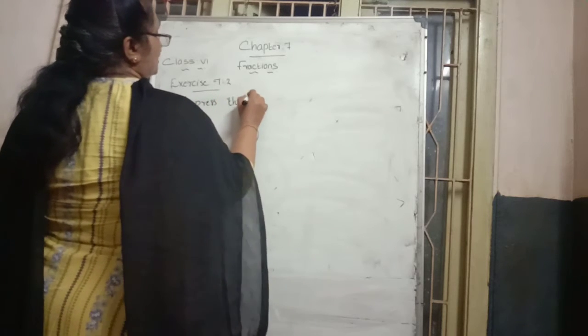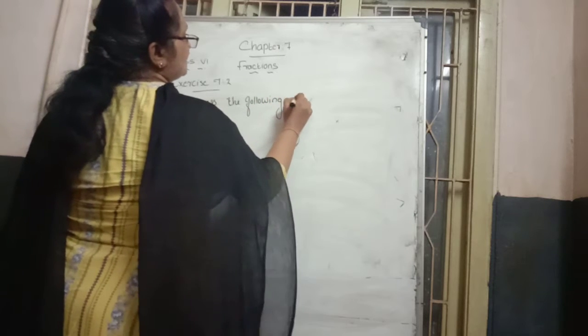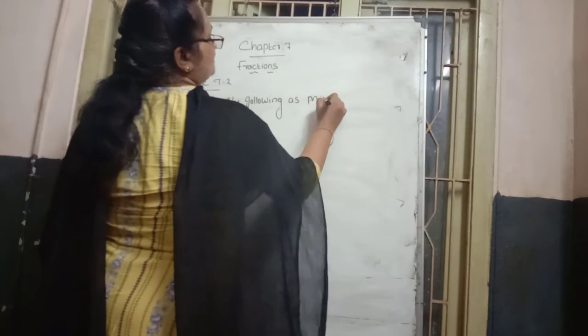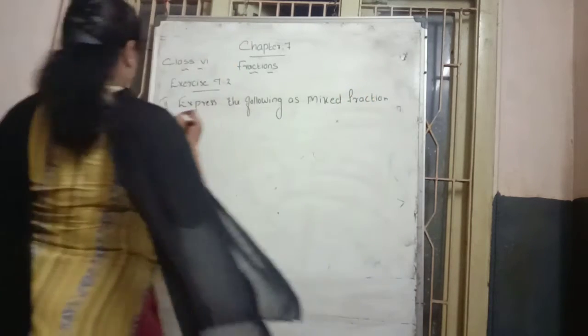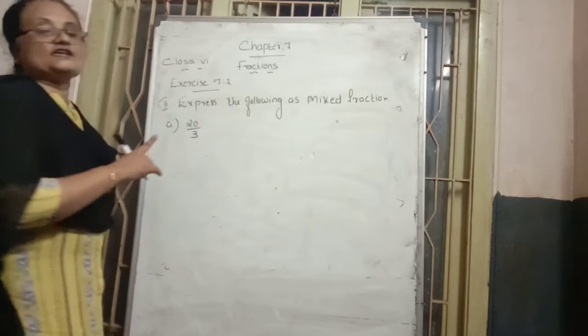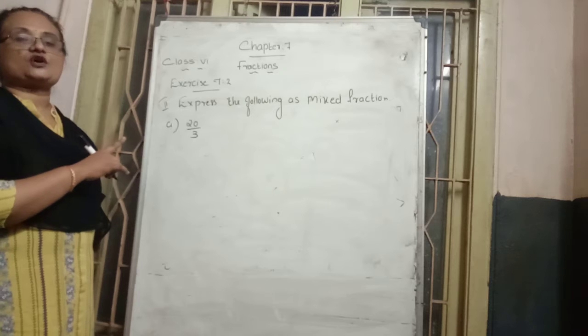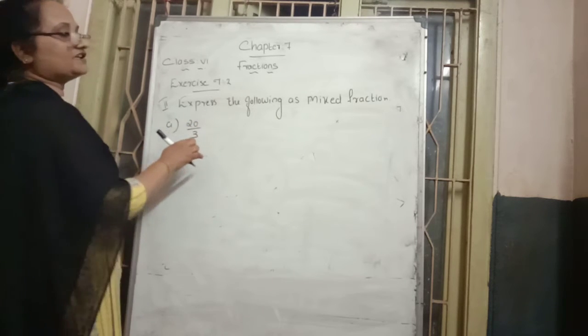Express the following as a mixed fraction. They ask for a mixed fraction. The first question is 20 by 3. Which fraction is this one? Improper. Why do we call it an improper fraction? Here, see, the numerator part is greater than the denominator.